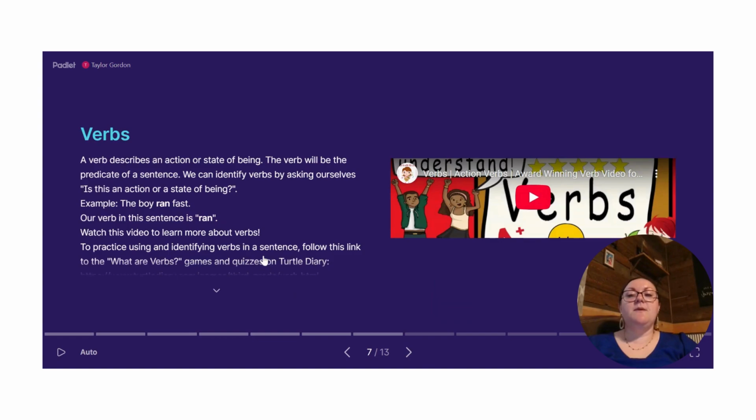Our next part of speech are verbs. A verb describes an action or a state of being. The verb will be the predicate of a sentence. We can identify verbs by asking ourselves, is this an action or a state of being? For example, our sentence is, the boy ran fast. Our verb in this sentence is ran. We can identify that it's a verb because we can ask ourselves, is it an action or a state of being? Ran is an action, or run. Ran is the past tense.